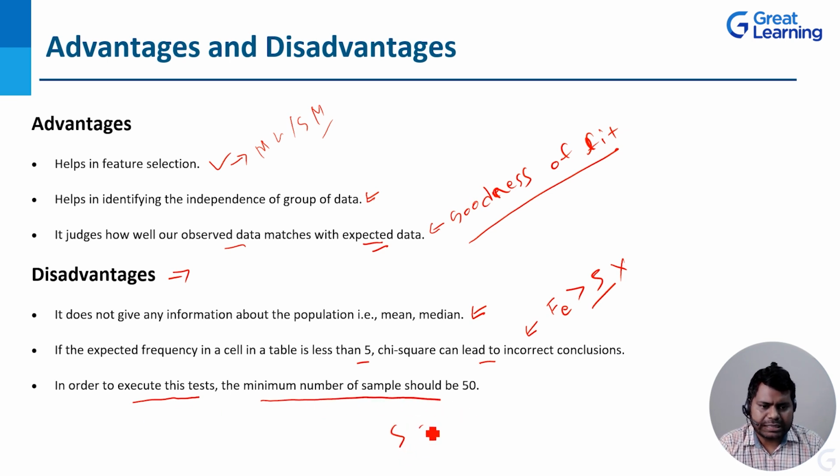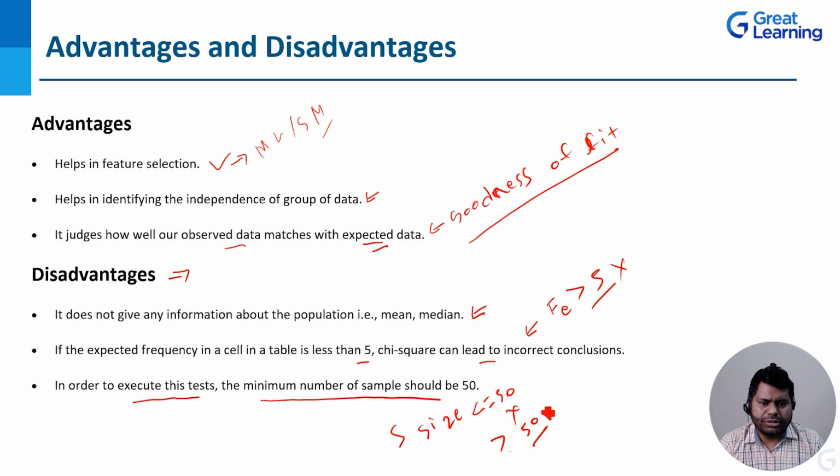Another disadvantage is that in order to execute the chi-square test, the minimum number of samples should be 50. If the total sample size is less than or equal to 50, we cannot use this. This has to be, sorry, this has to be greater than 50.